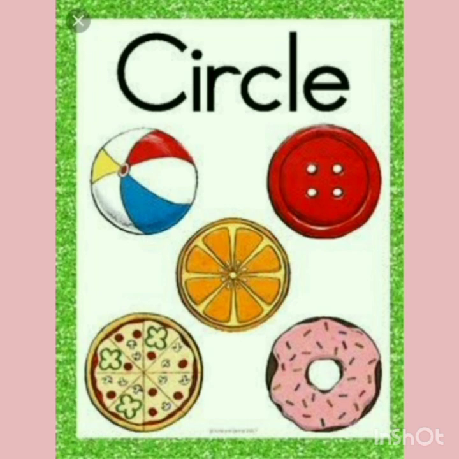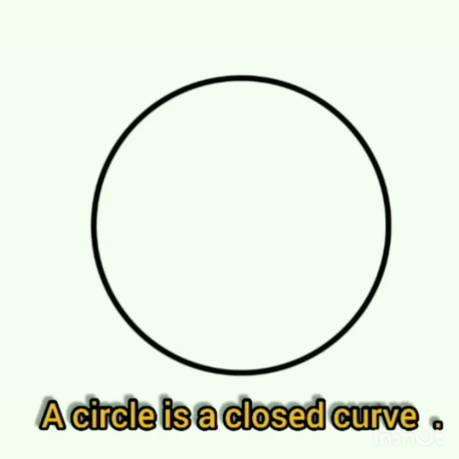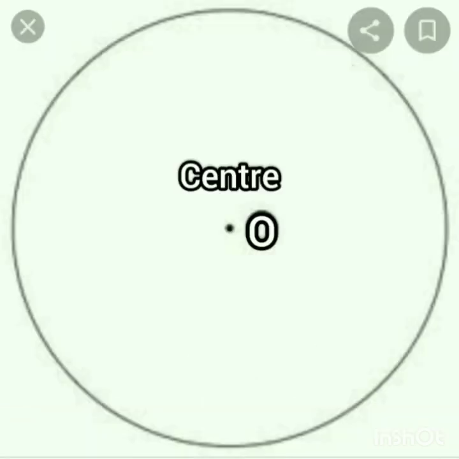Children, we all know, what is a circle? Any object which is round in shape is called a circle. Or a circle is a closed curve. It does not have any vertices. All points on the circle are at the same distance, or equidistant, from the center of the circle.